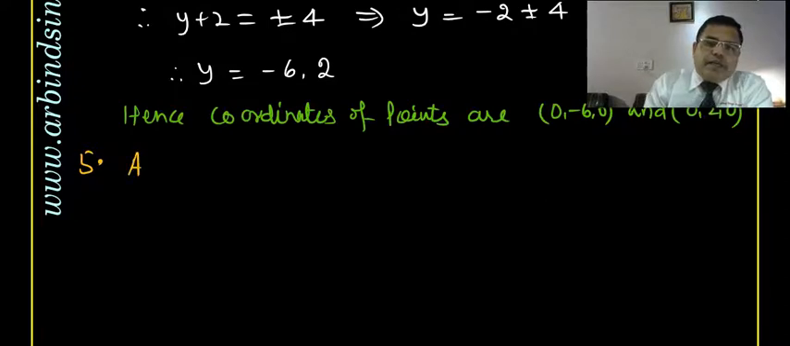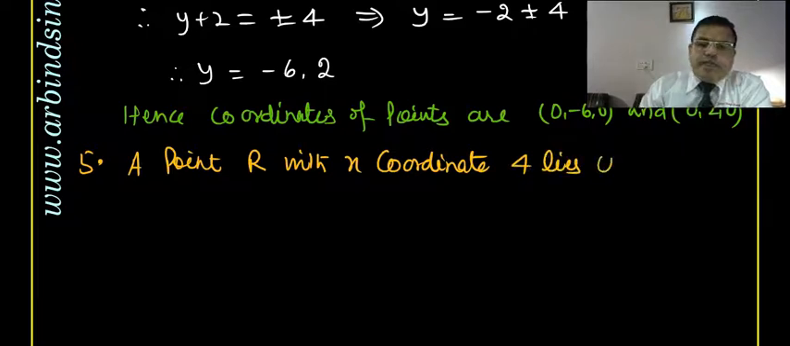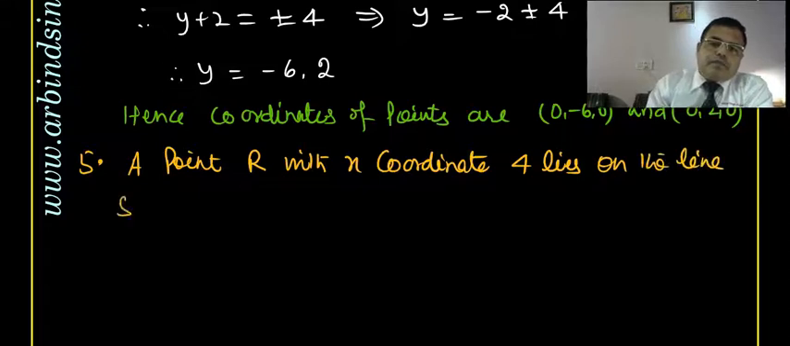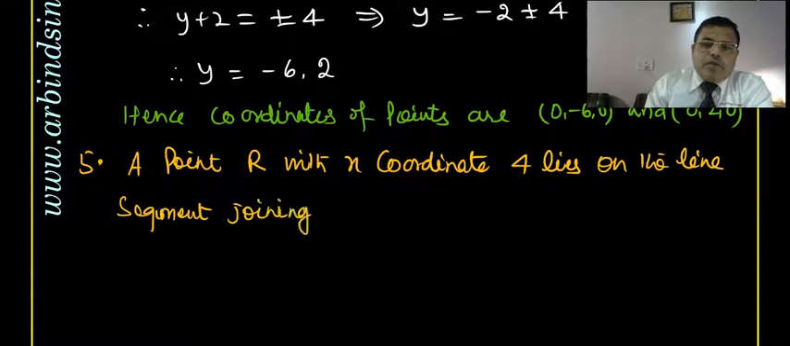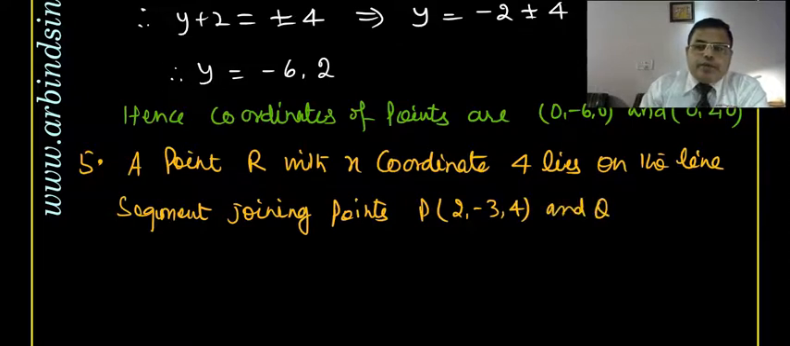A point R with x coordinate 4 lies on the line segment joining points P (2, minus 3, 4) and Q (8, 0, 10). Find the coordinates of point R.